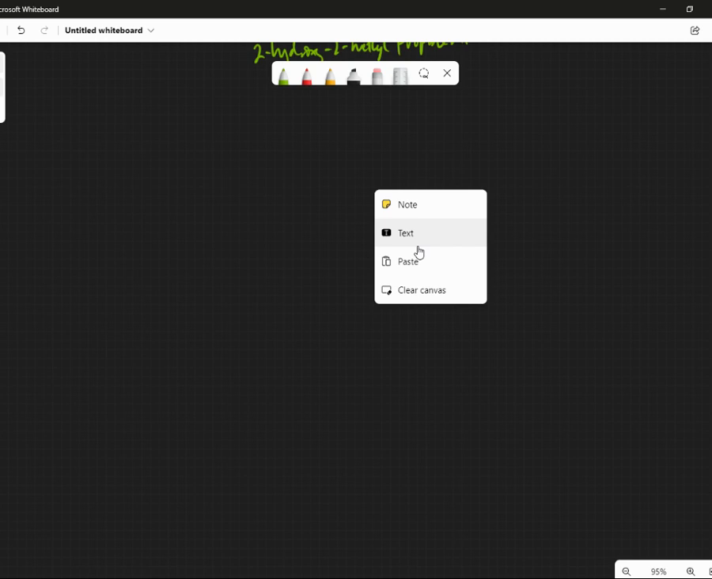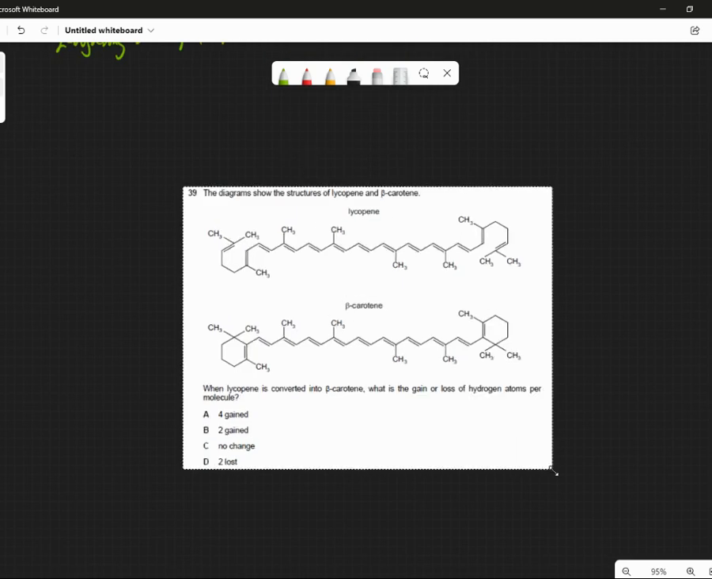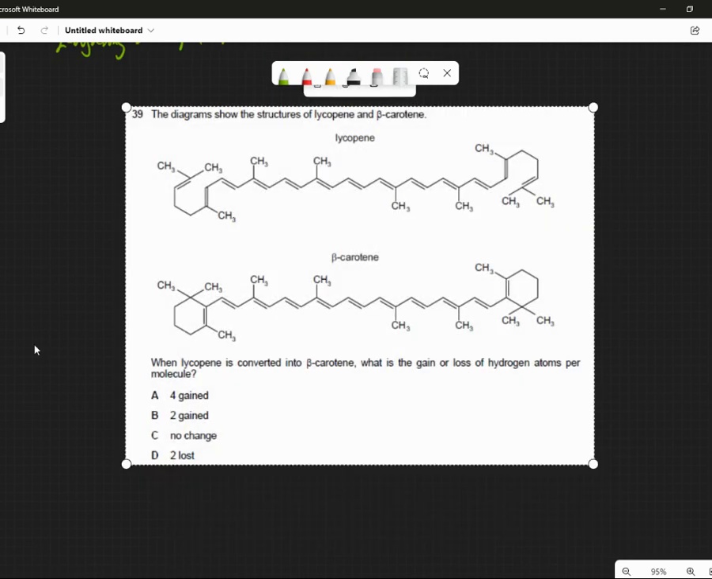Okay. This next one looks horrible as well. Let's have a look at this one. Look at that. Carotene. All right, there you go. Kerosene's a nice substance. It's very nice. All right. Anyone know what color carotene is? Have a guess?